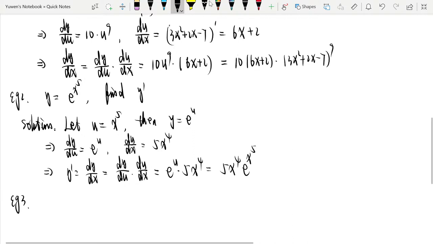The third: if y is log of cosine x, and find the derivative of y.